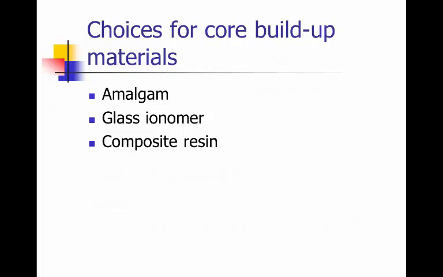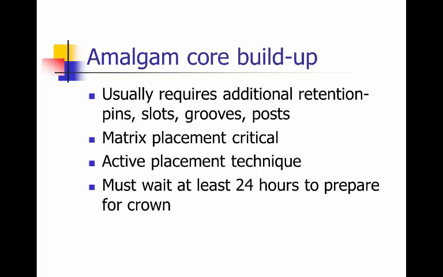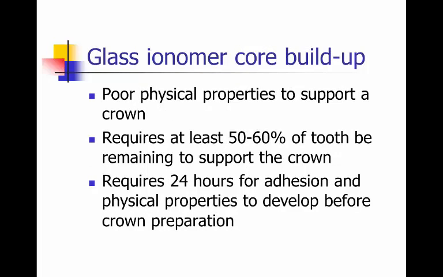We have three choices for build-up materials: amalgam, glass ionomer, and composite resin. And amalgam requires additional retention, as you heard in OP10 Module A, the need for pins, slots, grooves, and posts. And matrix placement is much more critical, and it must be stabilized because it's an active placement technique. And before you can prepare the tooth for a crown, you've got to wait 24 hours. It's why composite resins have become more in favor: the ability to place them and prepare them the same day.